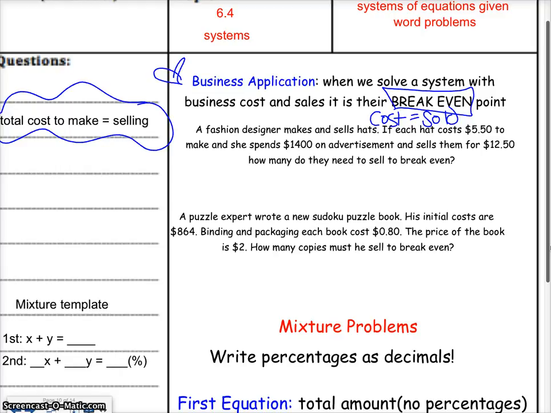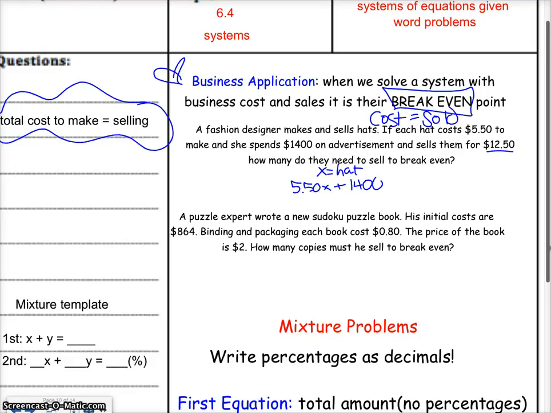So if a fashion designer makes and sells hats, each hat costs $5.50 to make, and she spends $1,400 to advertise her hats. She sells them for $12.50. How many does she need to sell to break even? So I need a cost side and a selling side. So my cost for each hat, let x equal your hat. Her cost is $5.50 for each hat. That's how much she has to spend to buy the hat. Plus she's advertising, so she also has $1,400 that she needs to spend to advertise her hats.